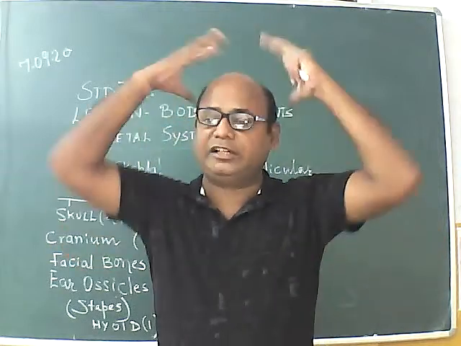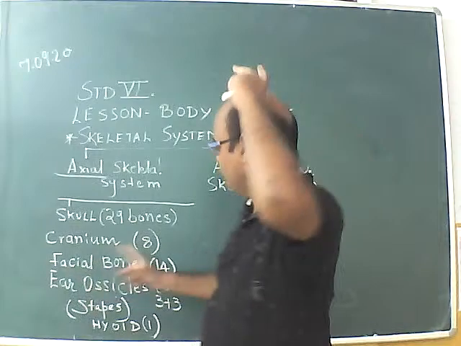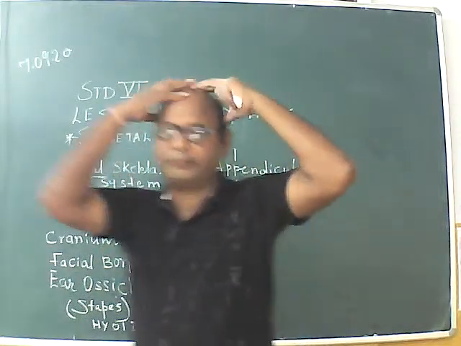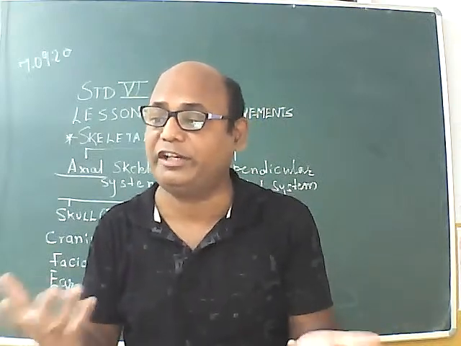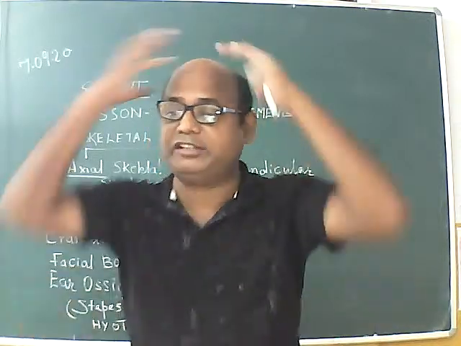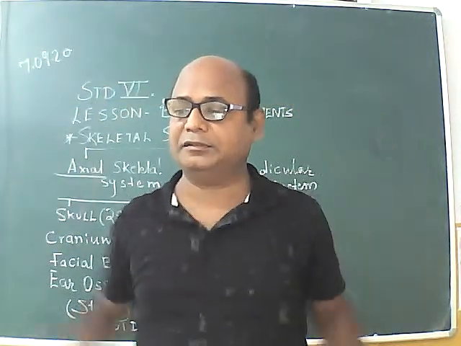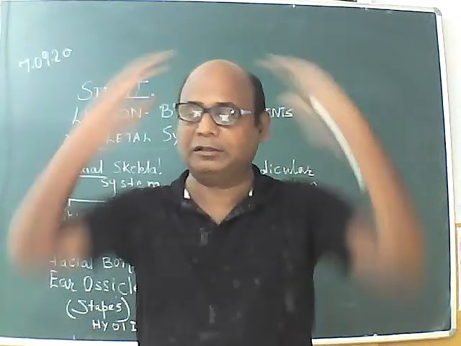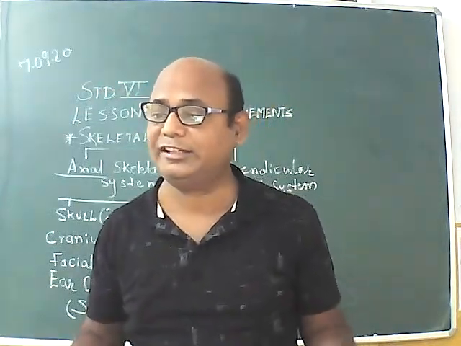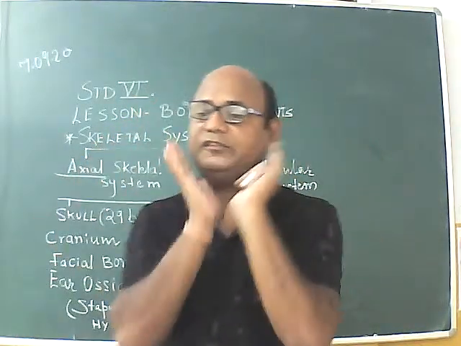Okay, then it is not a single bone. It is made up of how many bones? 8 bones. Cranium. Okay, and they are joined to each other. I already told you which joint is there. Here, 8 bones are there. Are they movable or immovable? They are immovable. Which joint is there? Fixed joint.